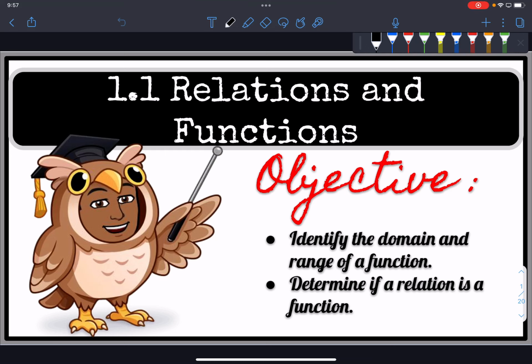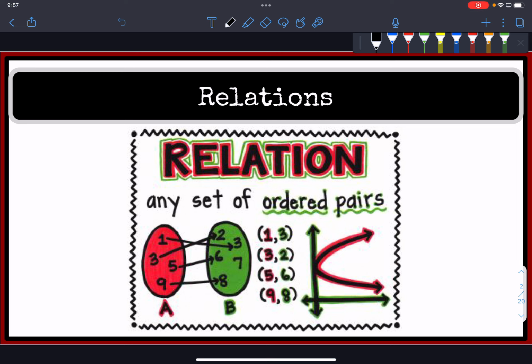In this lesson, you will learn how to identify the domain and range of a function and also determine if a relation can be classified as a function. We'll begin by first reviewing what a relation is. A relation is simply any set of ordered pairs. So this set right here in the middle is a relation.